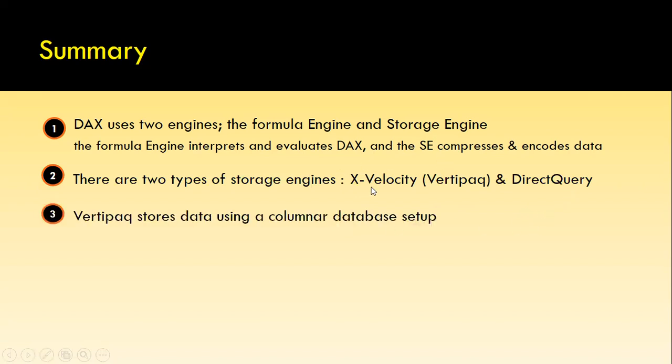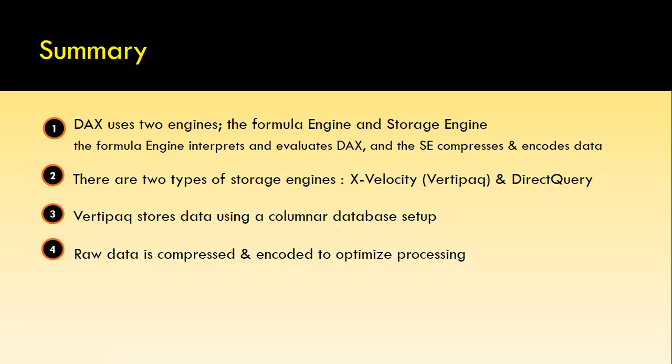In the case of import, X velocity kicks in. In the case of direct query connectivity mode, the direct query storage engine gets started. The vector pack stores the data in a columnar format, and the raw data is compressed and encoded to optimize processing. To compress it, it uses value encoding for integer and numeric data types, hash encoding for text, and run length encoding (RLE) for repeated values.